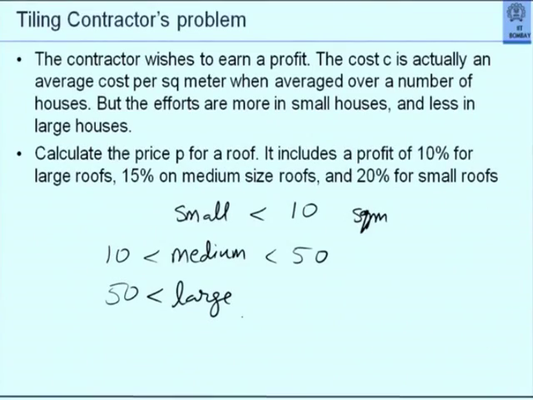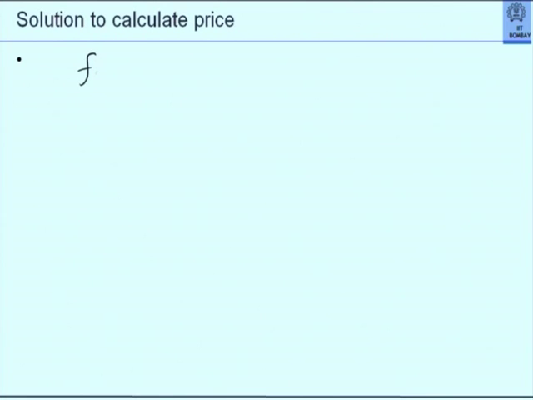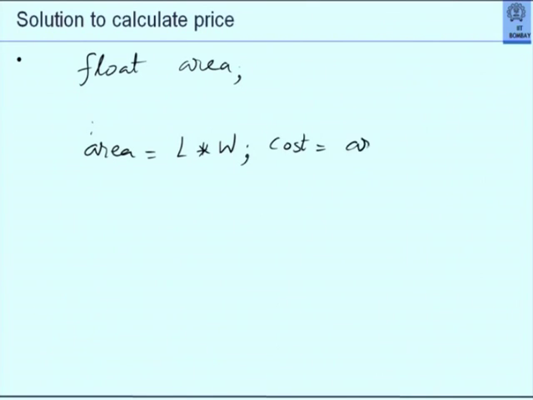So you'll have to calculate the area. You will introduce one more thing. So you will say somewhere in your program, you will add somebody called float area. Then somewhere in your program, you will say area is equal to L into W. And you will calculate the cost separately as area into C. And then you will have an if statement. You will require one more variable, which will be, say, profit. And you will now say, if area less than something, what was the number that we agreed? 10.